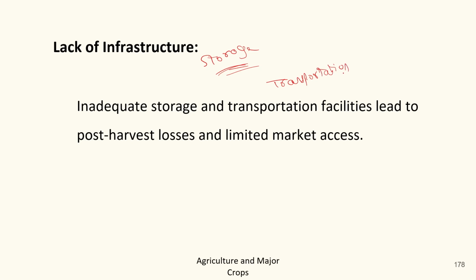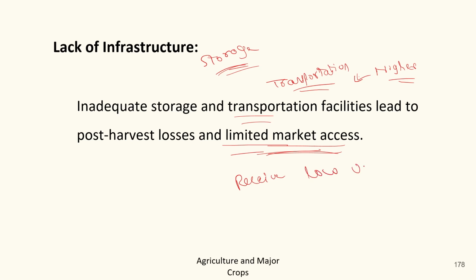So that from the farms to the market, the goods could be easily sent. Due to this, the cost of transportation is higher because there are no good transportation facilities to send the crops from the farmlands to the market. And thereafter, limited market access. Okay, the farmers do not get a good amount of access to the market. Due to this, they receive a low value for their production.